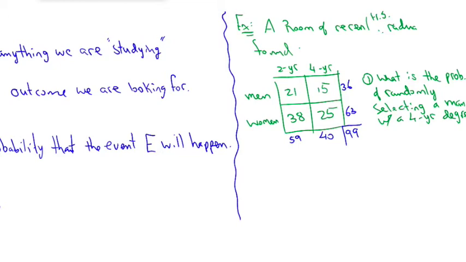So when we say, what's the number of events that could happen? The total is 99. The event I'm curious about is a man with a 4-year degree. I just circled it: 15. I know, but then I start hearing all these other numbers, and I'm like, I circled it. This 15 represents men that happen to have a 4-year degree.